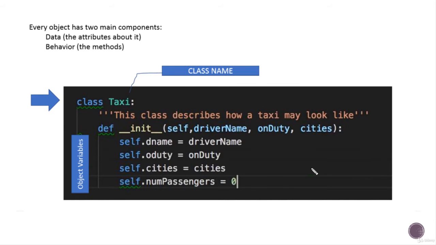Here you can see how you write your class. Firstly, you write the class keyword. Then you write your class name and end the line with a colon. Here this is just a comment, and here we have the method. I create a constructor with the help of the init method, and these are the self parameters. Then you write your driver name, on duty, and cities as the parameters, and you get all of these attributes. These are called object variables.